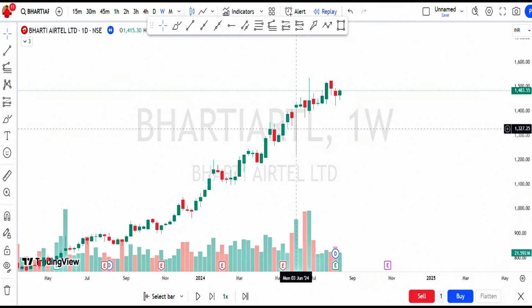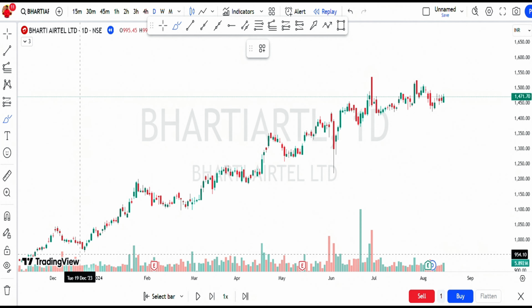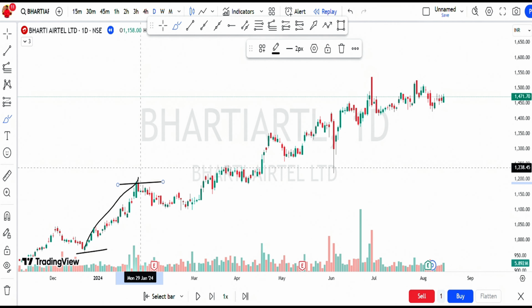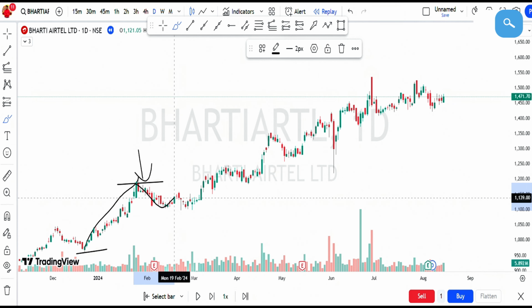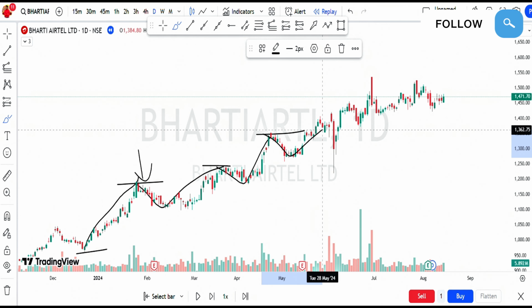So, coming back to the daily time frame, what do I see? I see the stock made a lower low, a swing low and a swing high, right? And a swing low and a swing high. A swing low, a swing high.